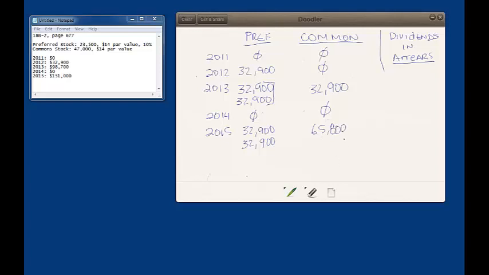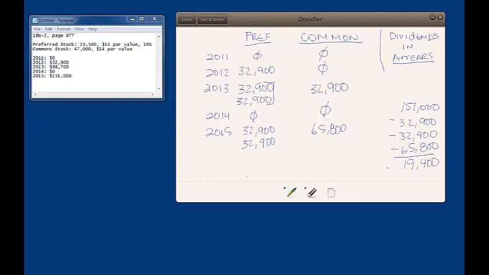Sorry I don't have enough room to write it on this little screen here. I can't make this screen any bigger. So how much do we have left? If we start out with 151,000, we're giving 32,900 to the preferred for dividends in arrears, 32,900 to preferred for 2015, and 65,800 to common for 2015. And we have 19,400 left.